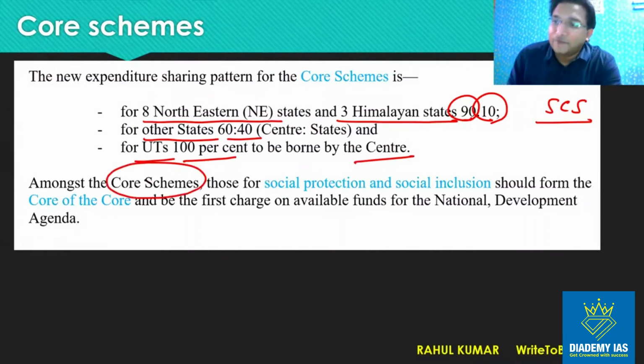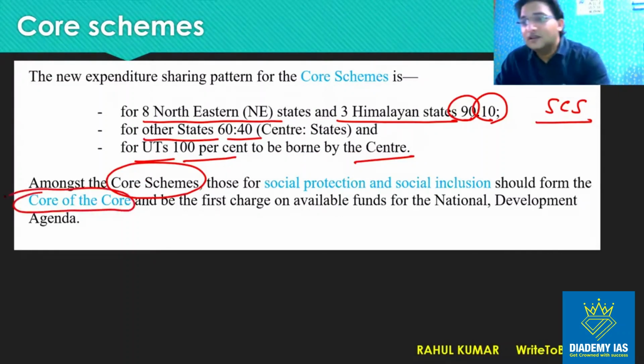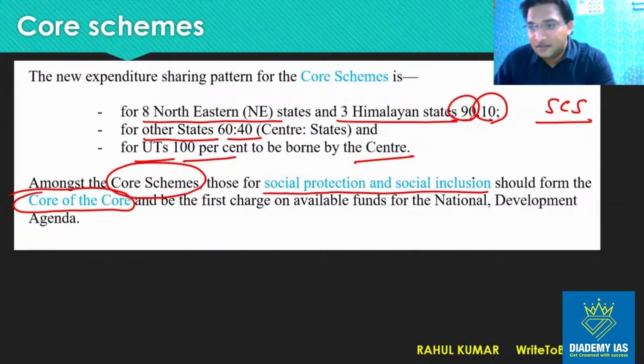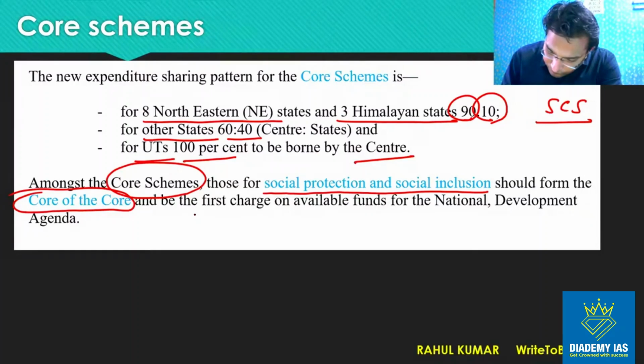So which schemes are kept under the core scheme? There are a lot of schemes, but within the core scheme, there are further core of the core schemes, right? These core of the core schemes are primarily for social protection and social inclusion purposes, right? I am repeating, these are primarily for social protection and social inclusion purposes, and they are called core of the core schemes, right? And they are the first charge on the available funds.